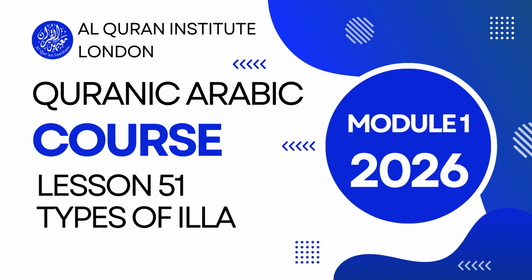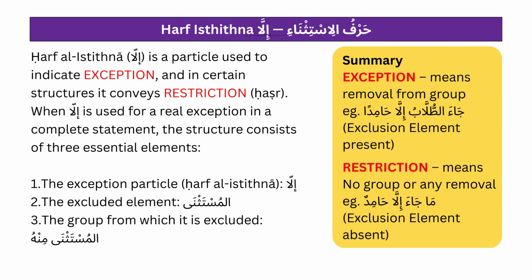In today's lesson, we are studying a very important particle in Quranic Arabic, Illa. In Arabic grammar, this is called Harful Isthithna, Illa, meaning the particle of exception. This word Illa is mainly used to indicate exception, but in certain sentence structures, it can also convey restriction, which in Arabic we call al-hasr. So from the very beginning, keep this in mind. Illa can do two jobs, either istithna or hasr, and the context tells us which one it is.